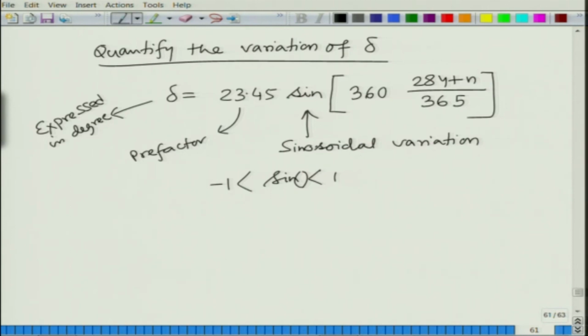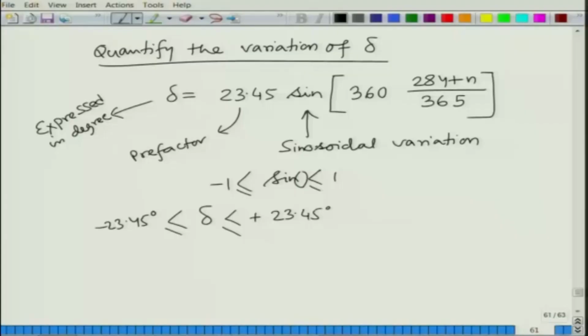So, you can see directly that delta will be between plus 23.45 degrees and minus 23.45 degrees, and I should use equality as well, because sine can be minus 1 and 1 as well, and here also the declination angle can be positive 23.45 degrees or negative 23.45 degrees. This we can see directly from the expression. Now, what does it mean?